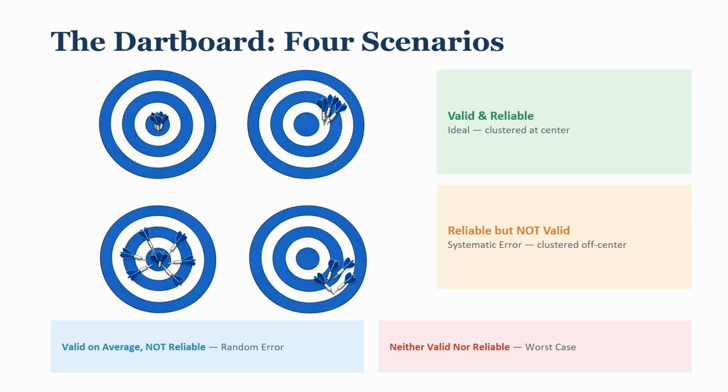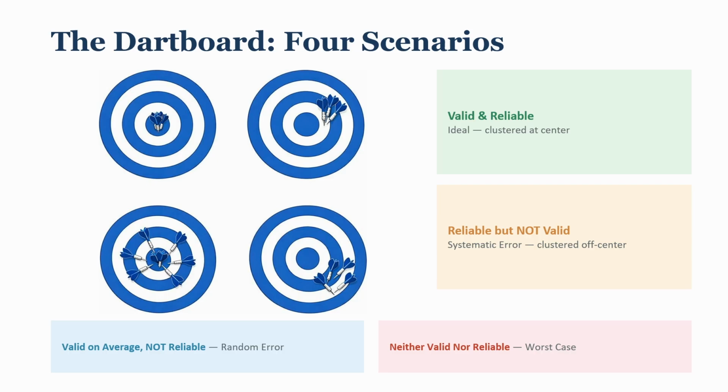Top right, darts clustered together but off to the side. This is the dangerous zone. Reliably wrong. Every measurement gives you the same answer, but that answer is consistently wrong. This is what systematic error looks like. The instrument is precise, it gives the same result every time, but it's miscalibrated. It misses the target by the same amount in the same direction every time.